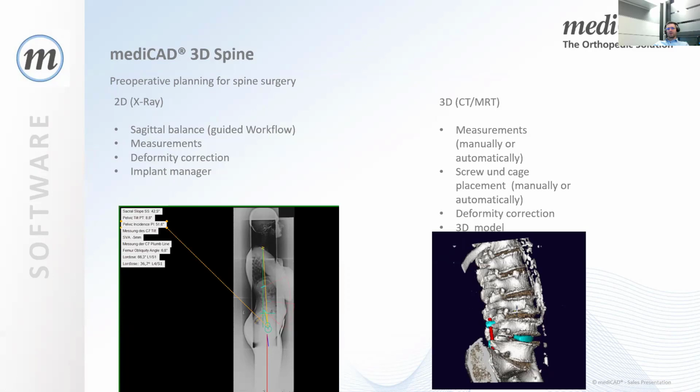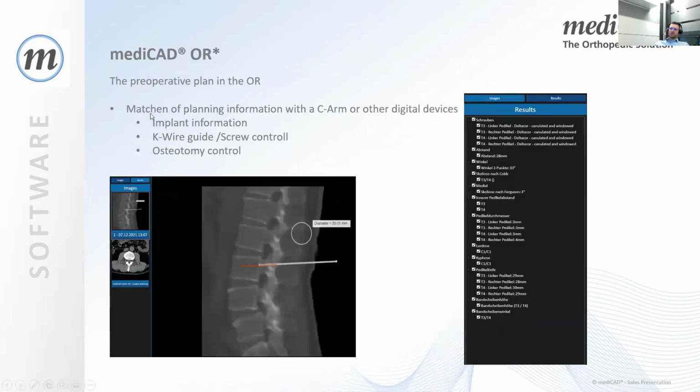I will now give you a quick overview of things we are working on at the moment. This is the OR solution I mentioned a few seconds before. The idea is that you bring the preoperative planning data into the OR, the operation room. That could be a C-arm, as I mentioned before, or other digital devices. And as you see here, this is a screenshot of a K-wire guide.